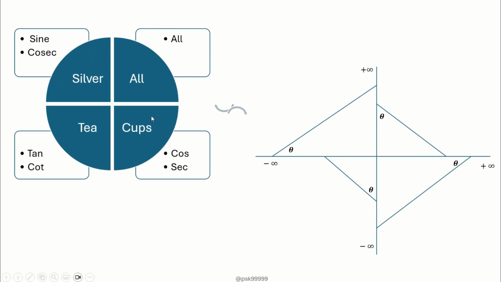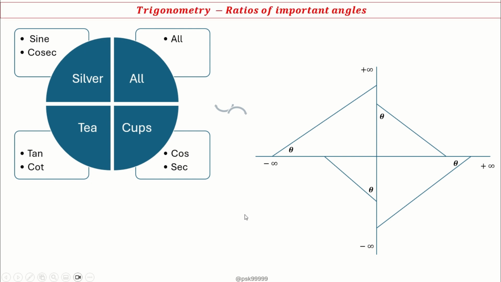Similarly, cosec theta, hypotenuse by opposite, is positive, and tan and cot will be negative in this quadrant. Similarly for the other two quadrants. So this is how they defined each trigonometric ratio as positive or negative in the given quadrant, for all four quadrants.